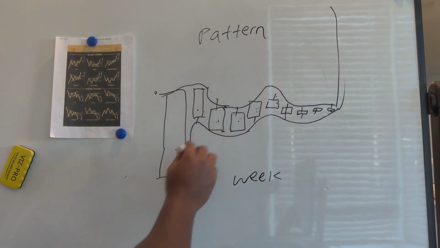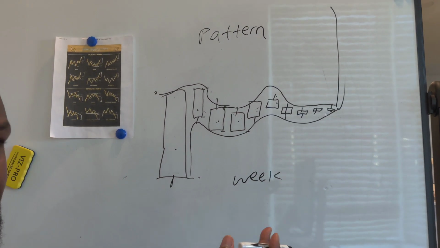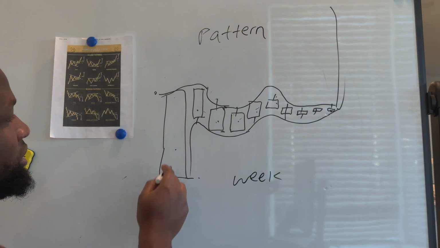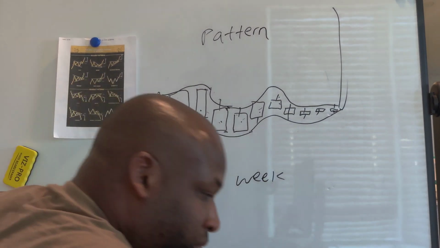So sometimes you're looking at the weekly chart and you can't decide whether it is bullish or bearish. You might have to open up the daily to see what happened inside that day, right?